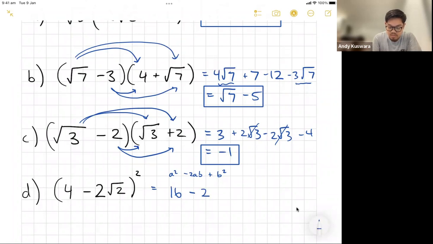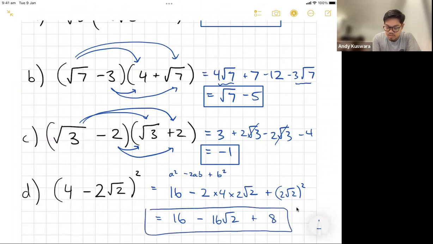Yeah, I'll do it in order, 2ab. So it's going to be 2 times 4 times 2 root 2 plus b squared, which is going to be 2 root 2 squared. And to clean that up, I'll get 16 minus 2 times 4 is 8, times another 2 is 16. And then 2 root 2 squared becomes 4 times 2, which is going to be plus 8. And that there should be our answer.